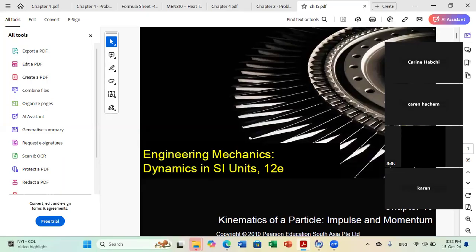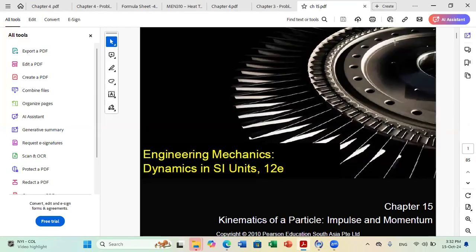Hello. So we'll start today with a new chapter, which is on impulse and momentum. We have already seen in the work and energy chapter that we can relate work of forces to change in kinetic energy. In this chapter, we'll see that impulse of forces acting on a particle is equal to the change in their linear momentum.